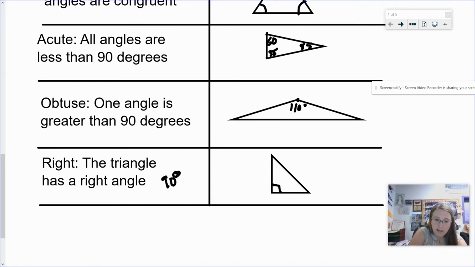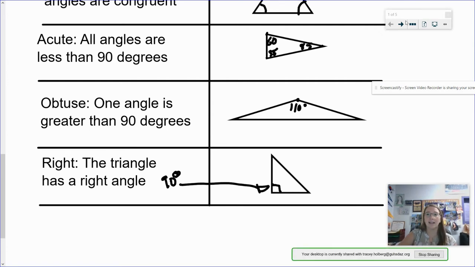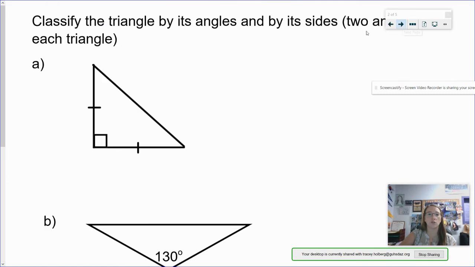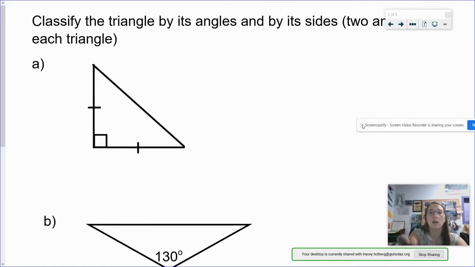So one of the angles equals 90 degrees. So these are the classifications. Again, every triangle we can describe in 2 ways, by its sides and by its angles. So we're going to have 2 answers for each of these. One is going to be by its angles, one is going to be by its sides.